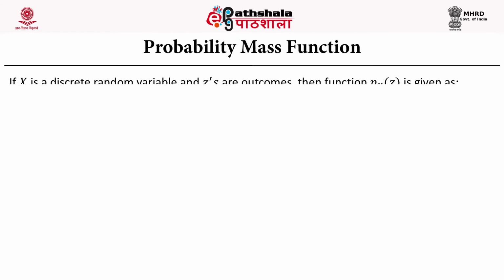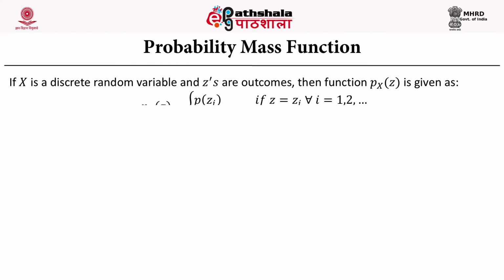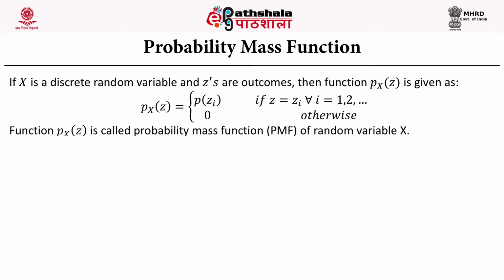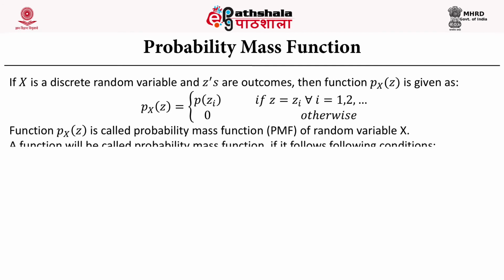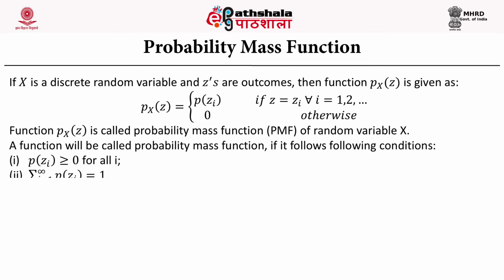Now we will discuss the probability mass function. What is the probability mass function, and what properties are followed by this function? If X is a random variable and z are the outcomes, then the function p_X(z) is given as probability of z_i if z is equal to z_i for all i varying from 1 onwards, and it takes value 0 otherwise. So the function p_X(z) is called the probability mass function of the random variable capital X.